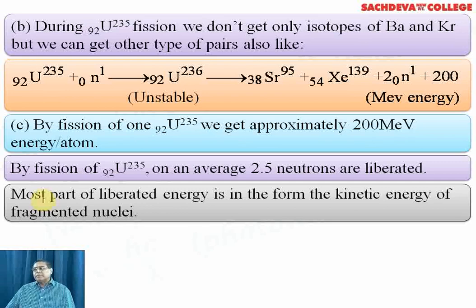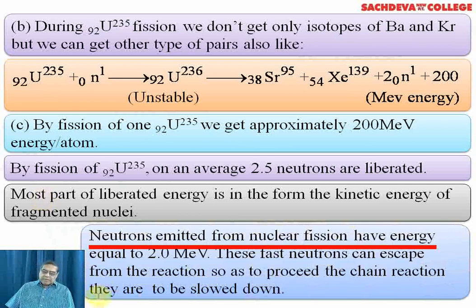The moderator is generally made up of heavy water, or it is made up of some other materials like beryllium also. And then there is the third part, that is the control rod. Whatever neutrons are generated in the process, we find that the excess neutrons are absorbed by the control rods, which are made up of cadmium. Neutrons emitted from the nuclear fission have energy equal to 2 million electron volts. These fast neutrons can escape from the reaction, so to proceed the chain reaction, they are to be slowed down.